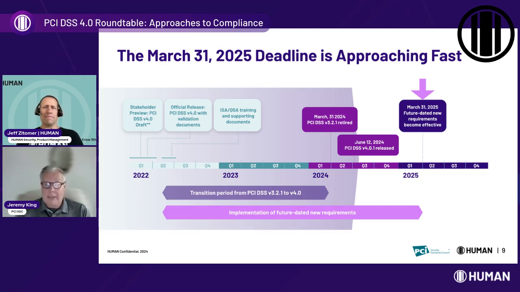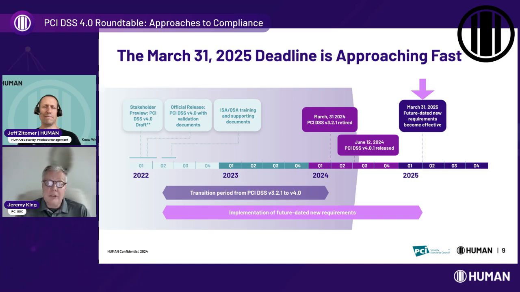So what does this mean for the timeline? Well, you can see it on the screen here. 3.2.1 retired at March, and version 4 became the standard you had to use. As you can see, 4.0.1 was released in June, and now we're back to that situation where we're actually running with 2 standards. So it's up to you. You can either use version 4 or you can use version 4.0.1.